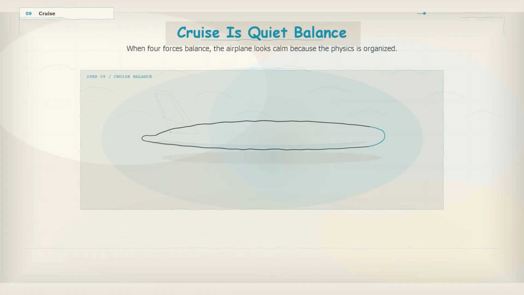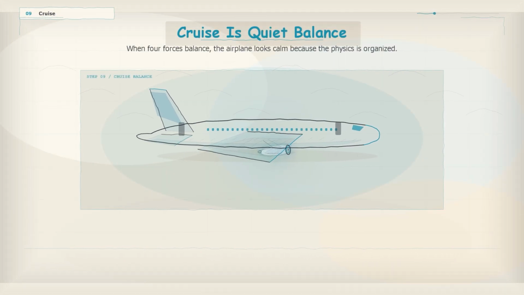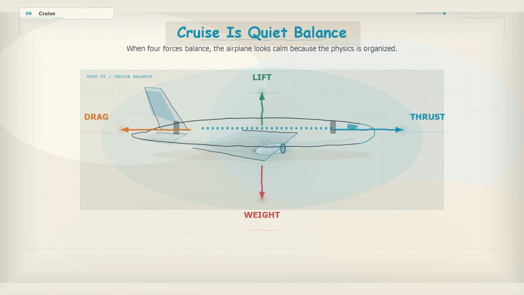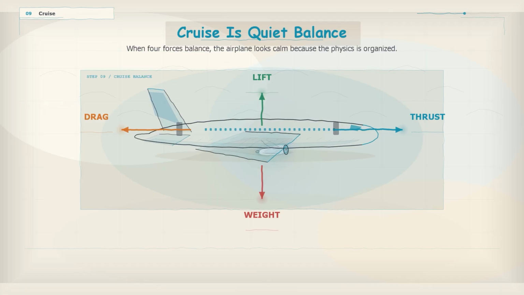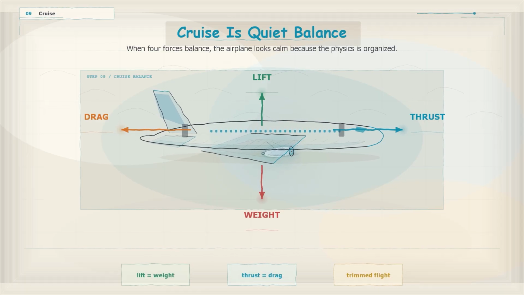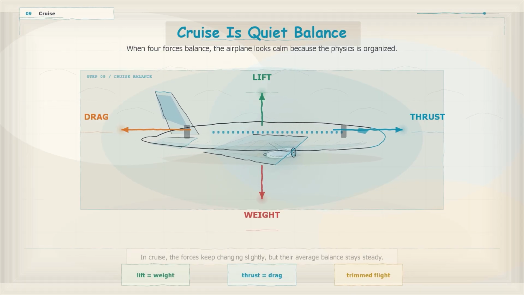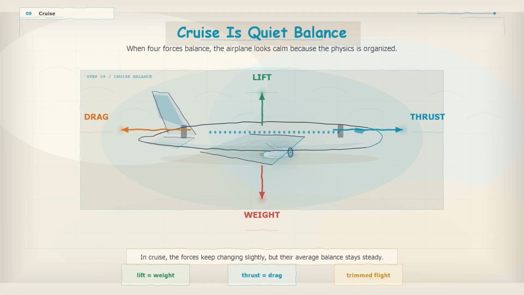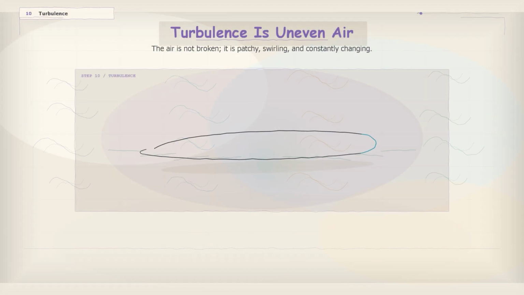In cruise, the airplane is not violently fighting the sky. It is holding a careful balance. Lift balances weight. Thrust balances drag. Trim and autopilot help hold that balance for hours. Smooth flight is precise balance, but air is not always calm and smooth.